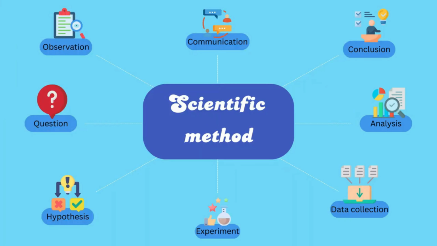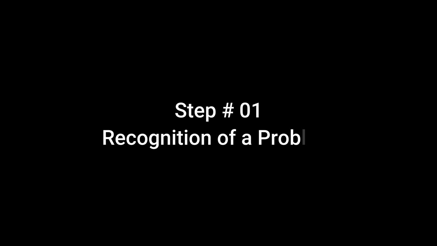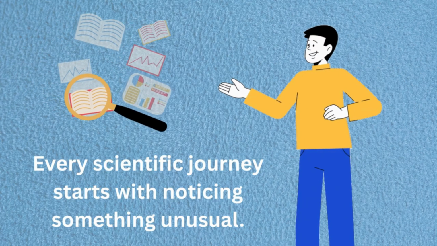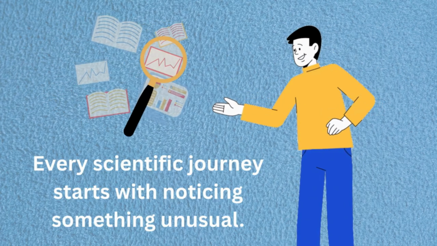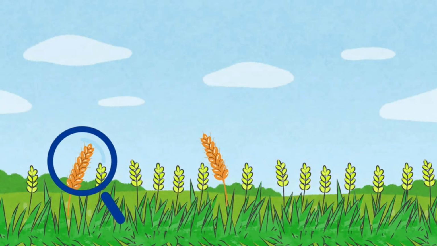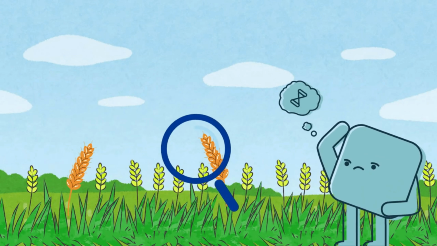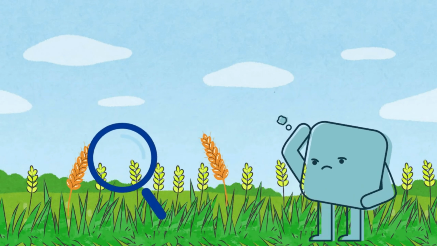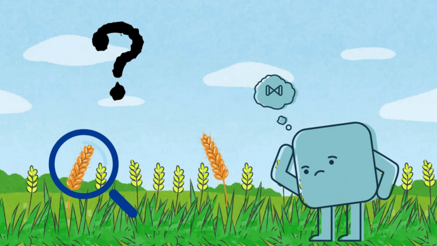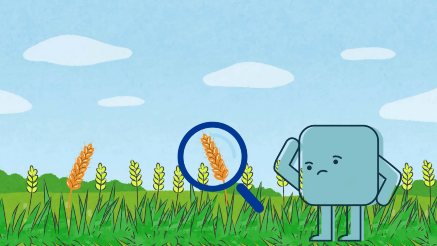The following are the steps of the scientific method. Every scientific journey starts with noticing something unusual. When a scientist observes a change in nature, curiosity is triggered. This curiosity is then turned into a clear question that can be investigated.